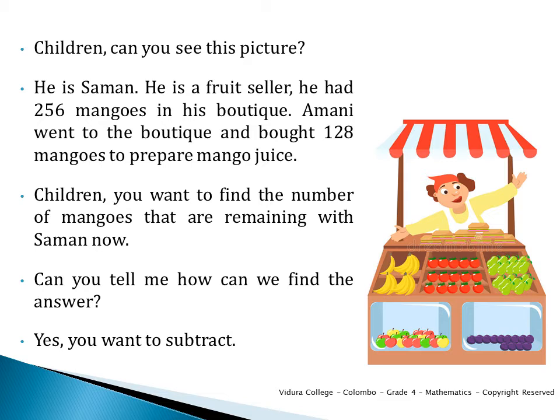Children, can you see this picture? Yes, it is a boutique. And can you see the fruit seller there? He is a fruit seller. He had 256 mangoes in his boutique. Amani went to the boutique and bought 128 mangoes to prepare mango juice.